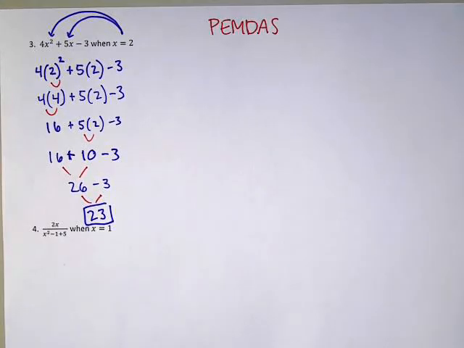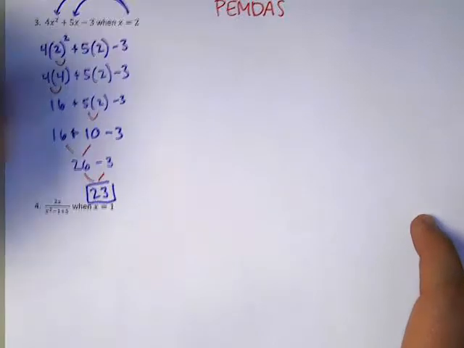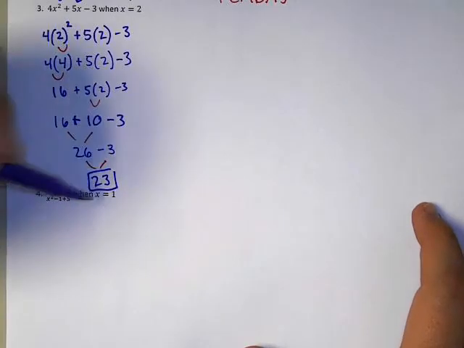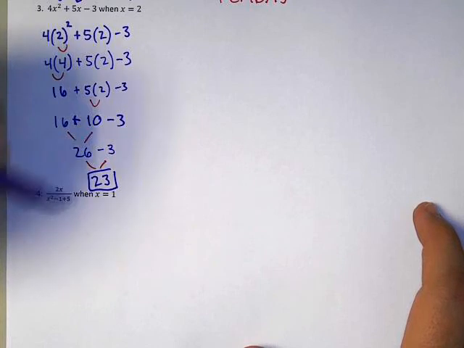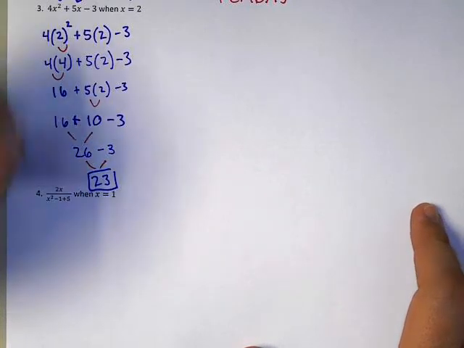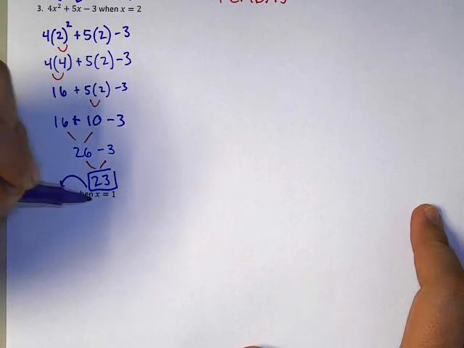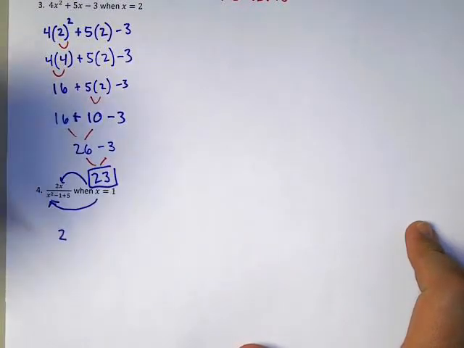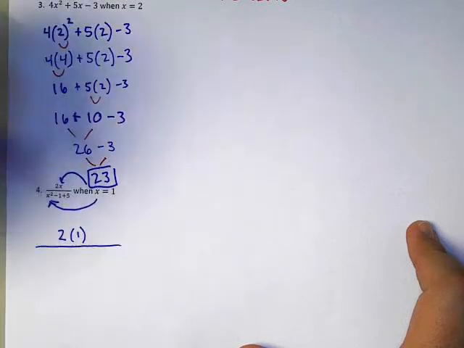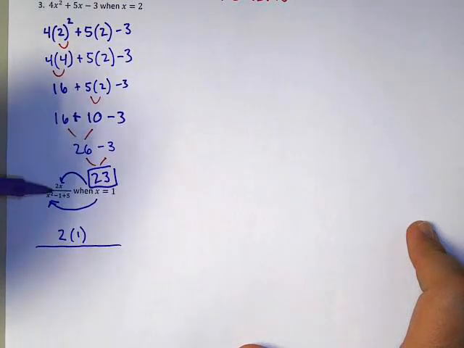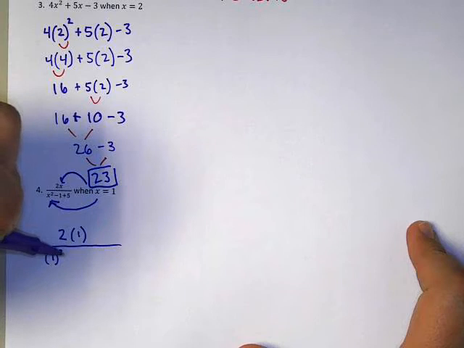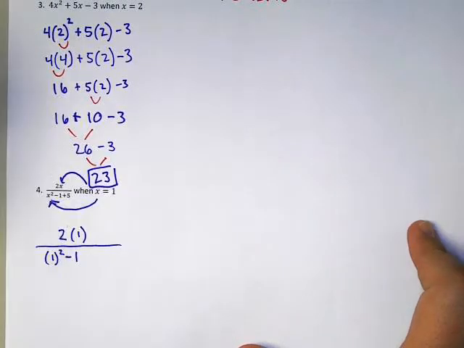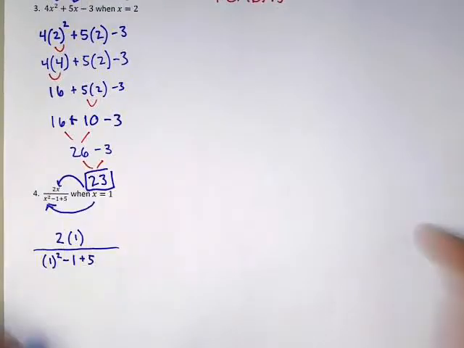Cool? Alright, one more, maybe 2 more, we'll see. Okay, x equals 1, so we're going to evaluate this when x equals 1, which means I have to start by substituting in everywhere. Okay? So I have a 2, and then it's 2 times x, so really I'm going to replace that x with the times 1. And then I have x squared, or 1 squared, minus 1 plus 5.